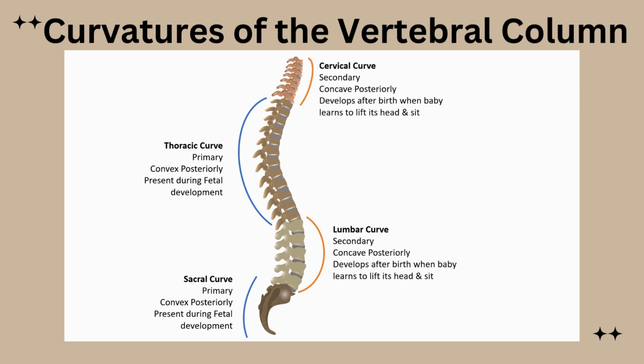Second one are secondary curves, which are concave posteriorly, that is the cervical curve of the neck, which develops as the baby lifts its head, and the lumbar curve, which is the lower back, forms as the child starts to stand and walk. These curvatures create an S shape in the spine, and that helps the center of gravity to be located in front of the sacrum, and which aligns with these curves to maintain stability and upright position and walking on 2 feet.